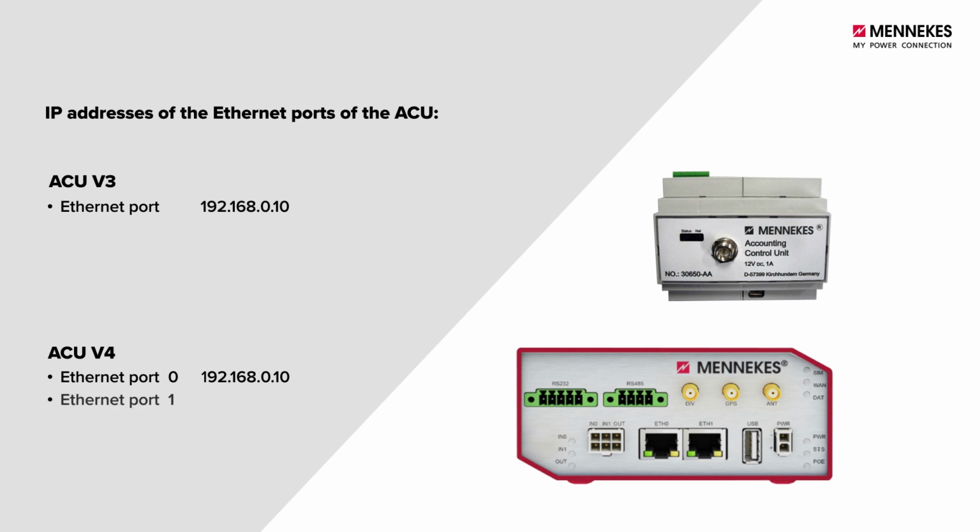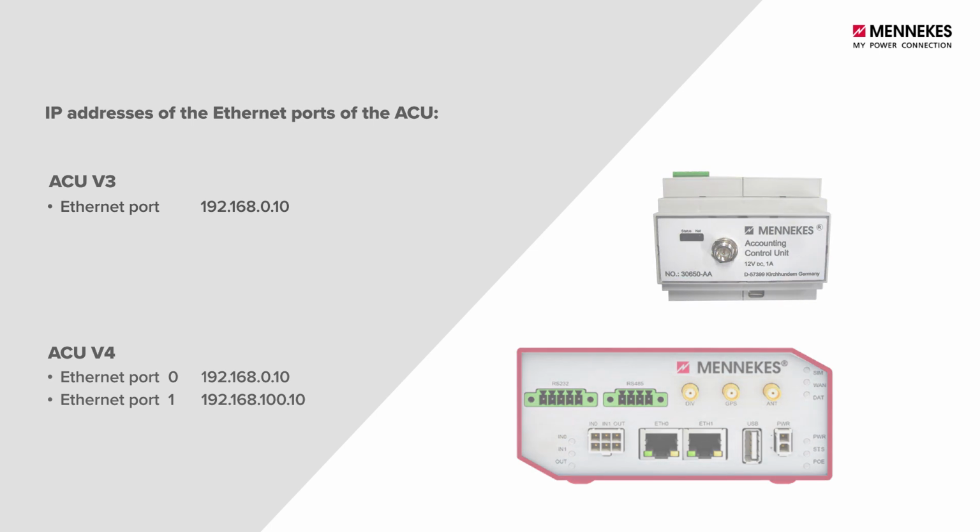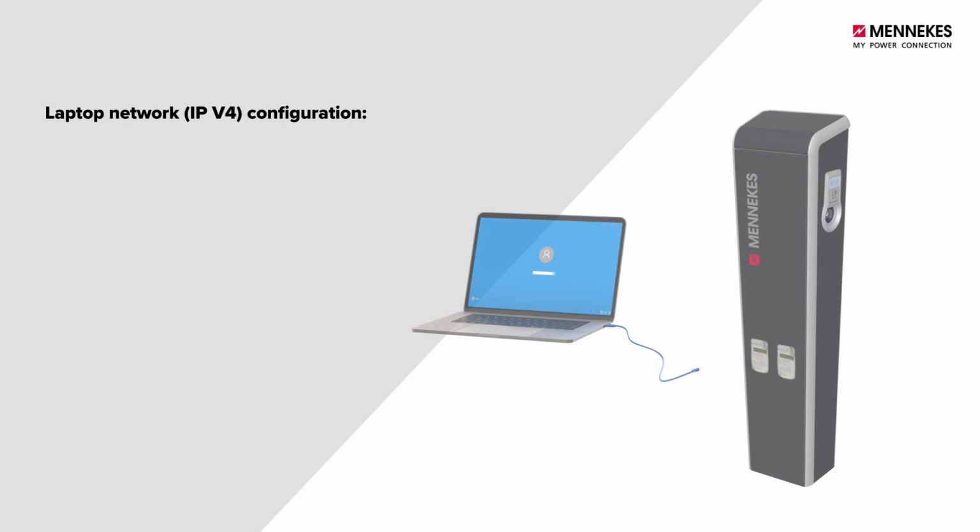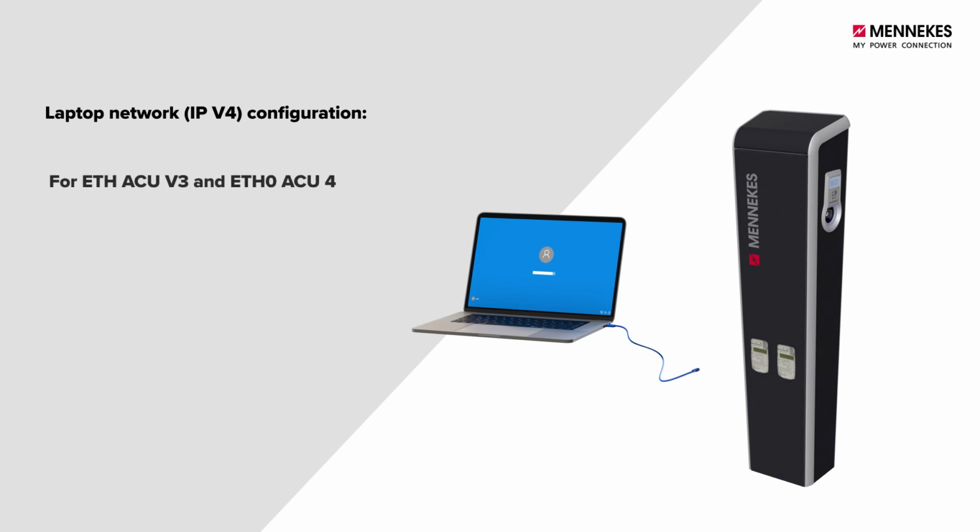Ethernet port 1 of the ACU V4 has the IP address 192.168.100.10. Now we know, depending on which port our laptop is plugged into, which IP address we need to assign to the laptop. When connecting to Ethernet port 0 on a laptop, MENNEKES recommends assigning the IP address 192.168.0.21 and the subnet mask 255.255.255.0.